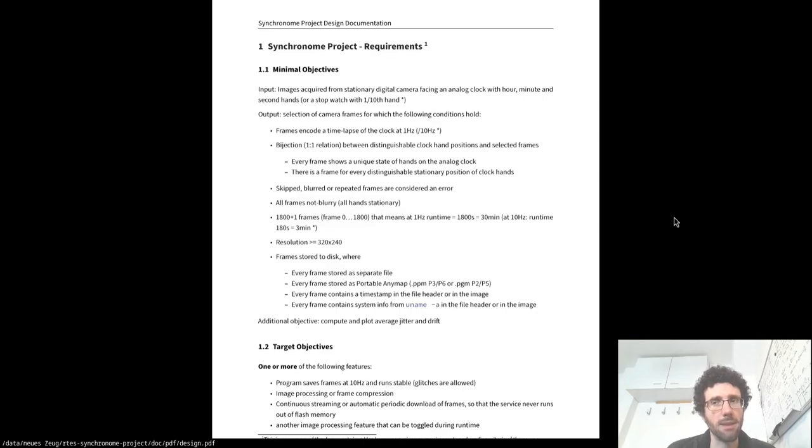That implies that the system needs to know when the ticks of the external clock are happening, and it will then need to pick exactly one frame in between every 2 ticks of the external clock. And the selected frames are then saved to storage.